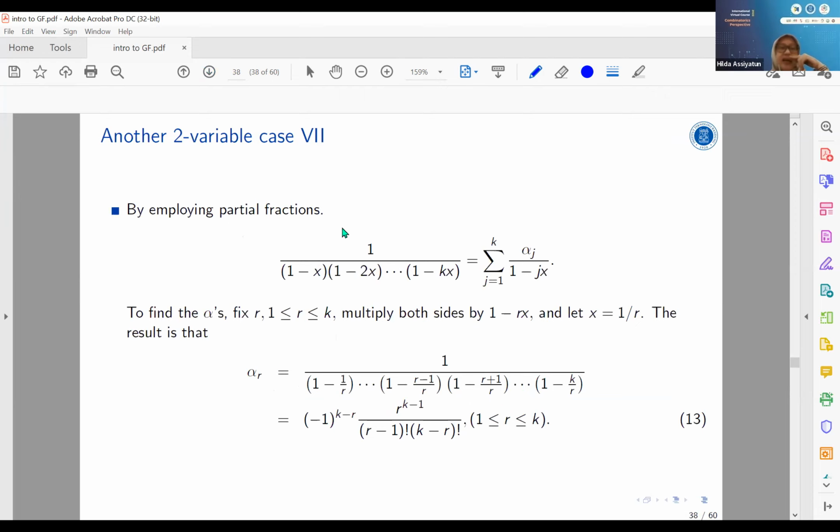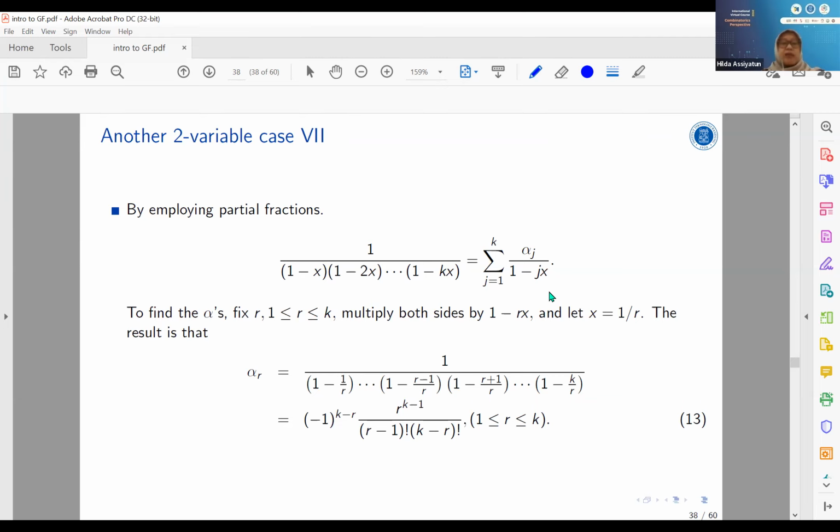We will transform this into partial fractions. You see that we have k factors in the lower part. It can be transformed into the summation of this. Hang on, I think it's right.